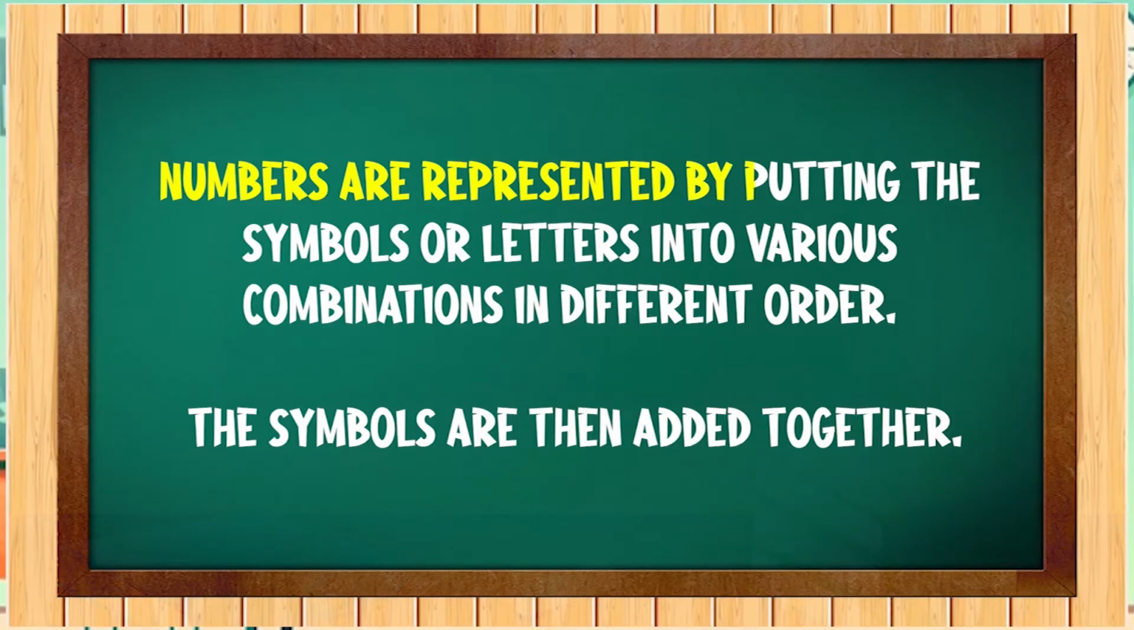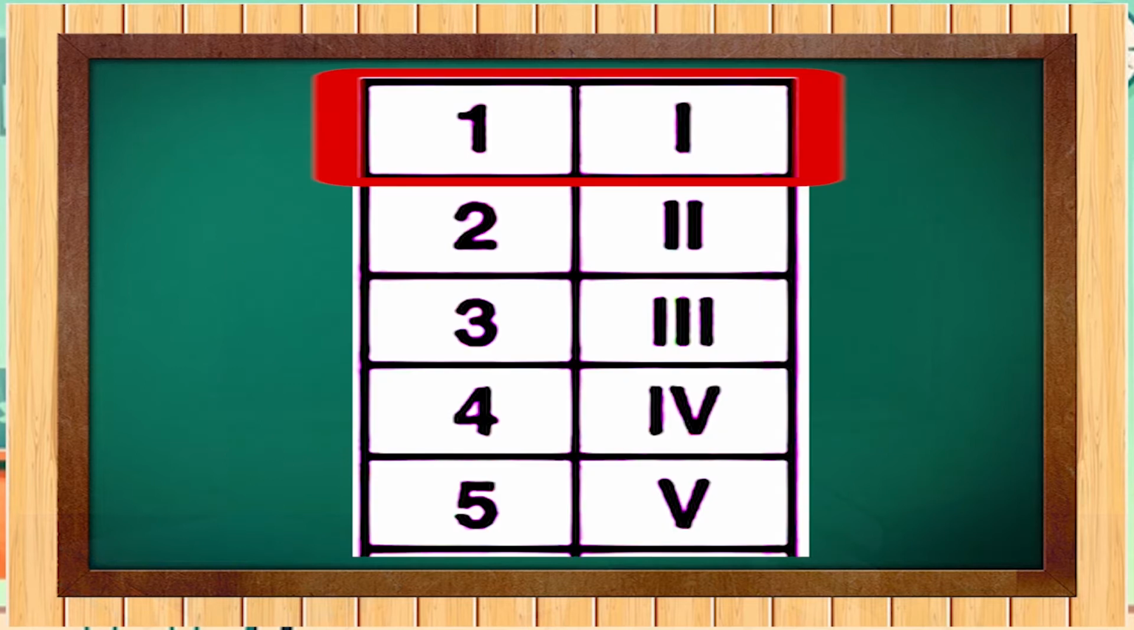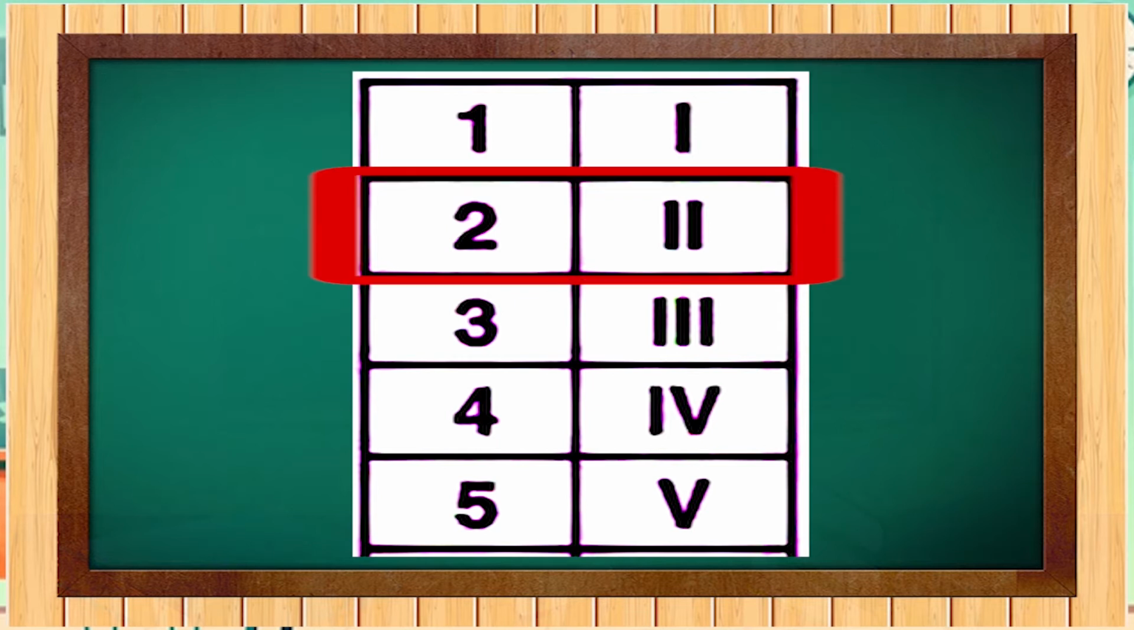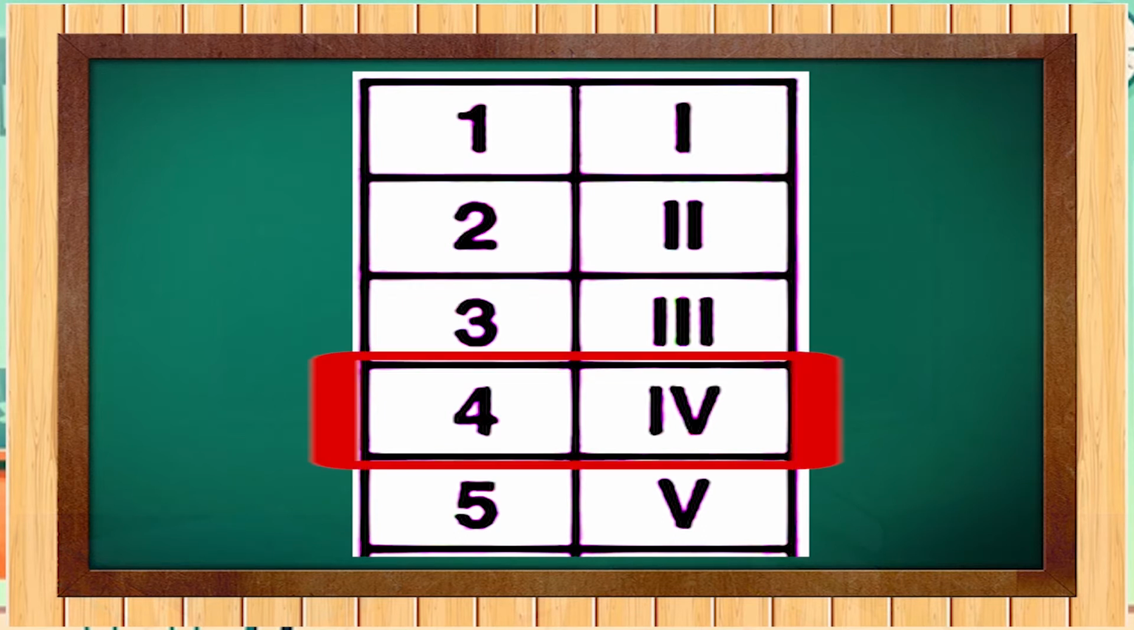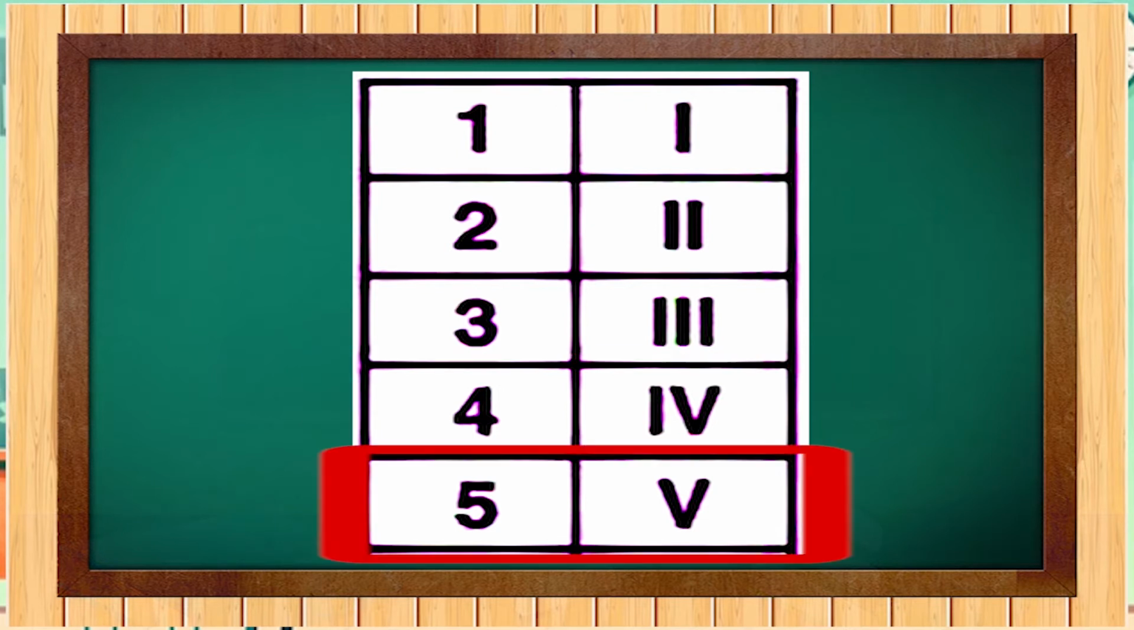How are Roman numerals used? Numbers are represented by putting the symbols or letters into various combinations in different order. The symbols are then added together. For example, 1 is represented by the letter I, 2 is represented by 2 letter I's coming together, while 3 is represented by 3 letter I's. 4 is represented with a letter I and V, while 5 is represented by V.